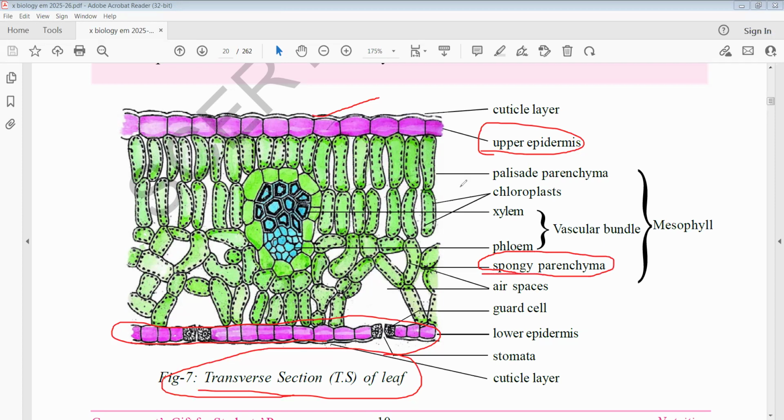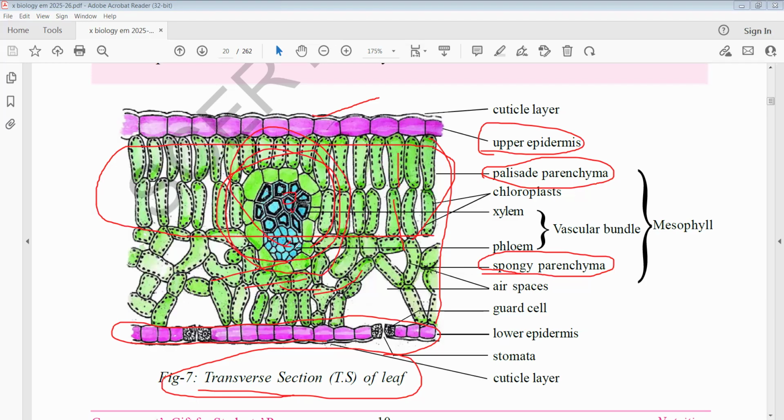This is most important. The place between the two epidermis is called the mesophyll. The mesophyll consists of two kinds of cells. Below the upper epidermis, elongated cells are called palisade parenchyma. Above the lower epidermis, irregular cells are called spongy parenchyma. Centrally we can see a ring, the vascular bundle. This vascular bundle consists of xylem and phloem.